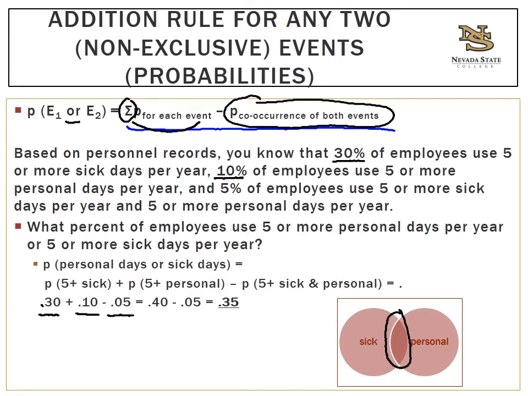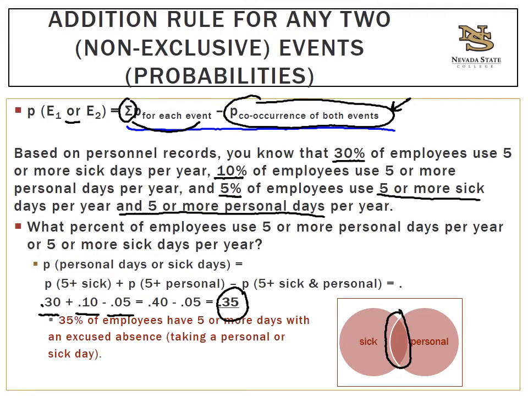Then you're subtracting the probability or the proportion of employees who do both things. So that comes from here, right? 5% of employees use 5 or more sick days per year and 5 or more personal days. So that's that co-occurrence piece right here. So you subtract that. 0.30 plus 0.10 is 0.40. 0.40 minus 0.05 is 0.35. So now you know 35% of employees have 5 or more days with an excused absence, right? So 5 or more days taking a personal or a sick day, either one.